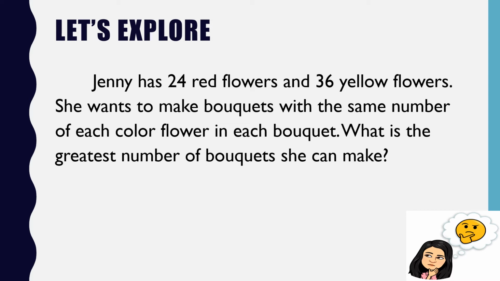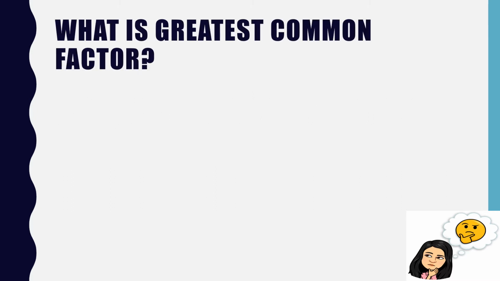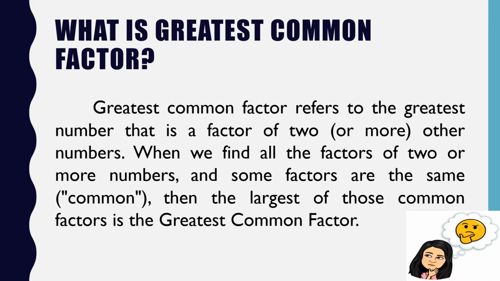We are going to use the continuous division method in finding the greatest common factor of the given numbers. So let us first define the meaning of greatest common factor. When you say greatest common factor, this refers to the greatest number that is a factor of 2 or more other numbers. When we find all the factors of 2 or more numbers and some factors are the same, then the largest of those common factors is the greatest common factor.